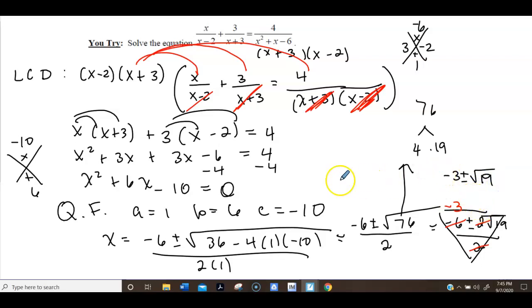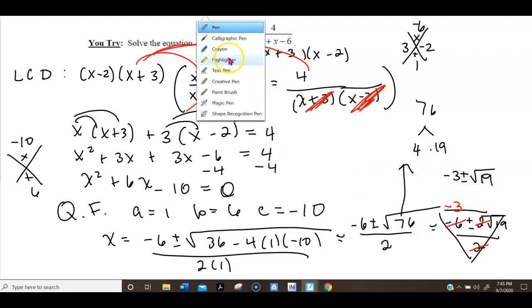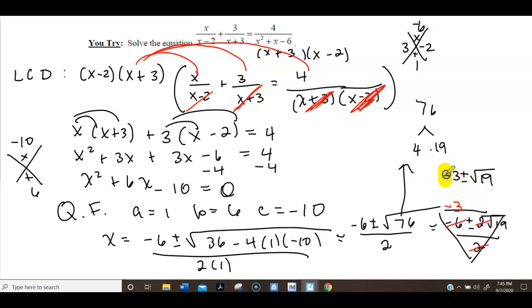You would need to make sure that that does not make your denominators go to 0. I don't think it does, so there's your answer, and you are done.